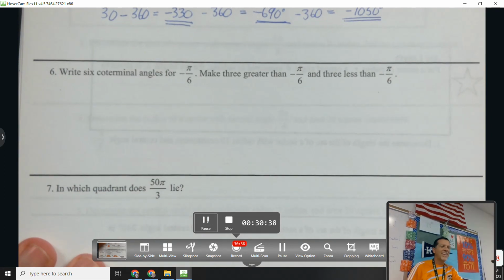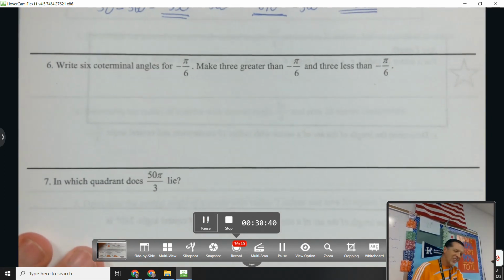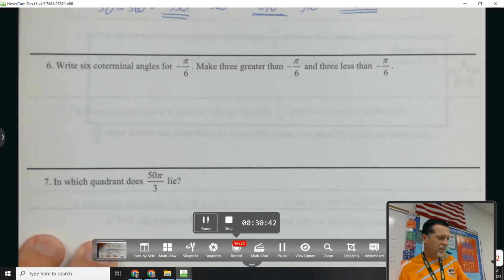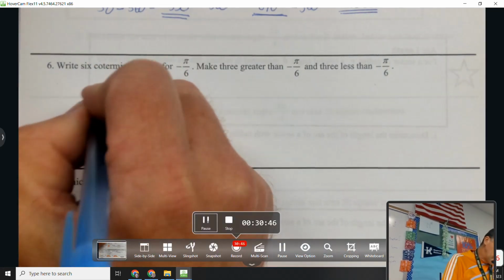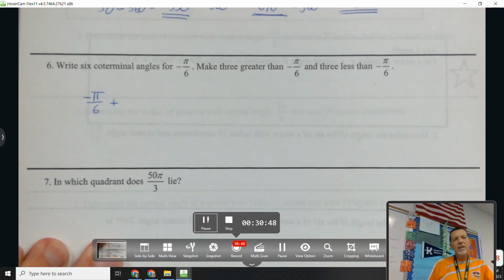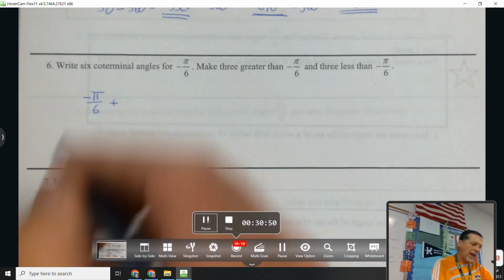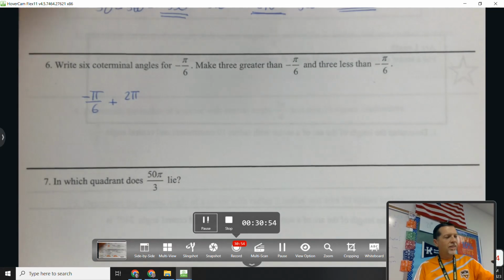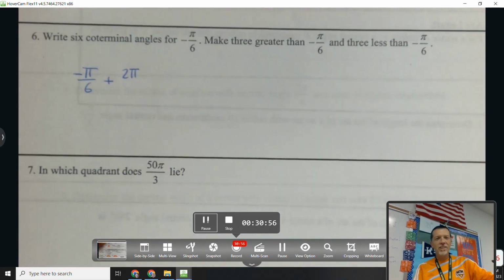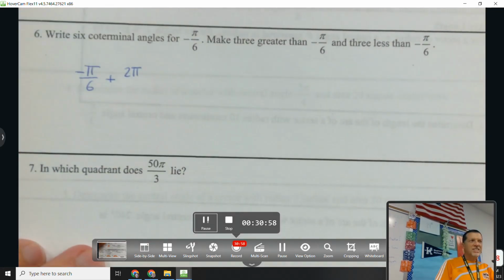Number 6. Write 6 coterminal angles for negative pi over 6. Make 3 greater than negative pi over 6, 3 less than pi over 6. So, a little bit harder maybe. So I want to add 2 pi. Uh-oh. What is this going to require? How do I add fractions?